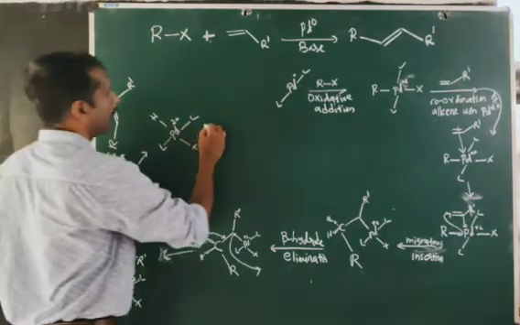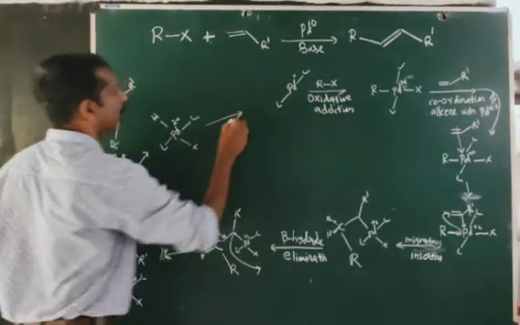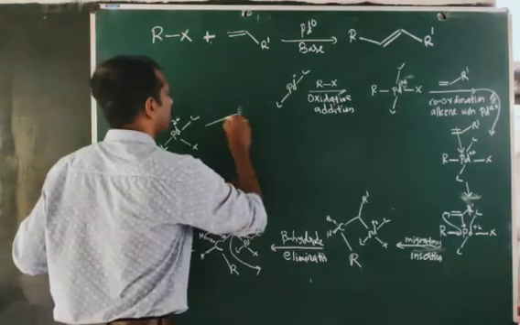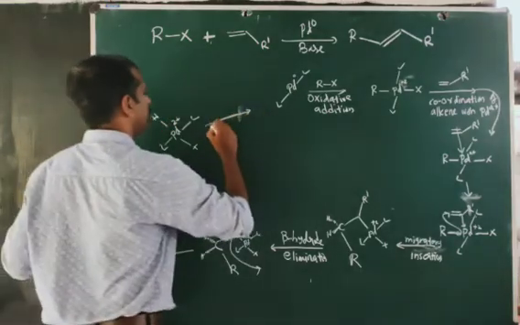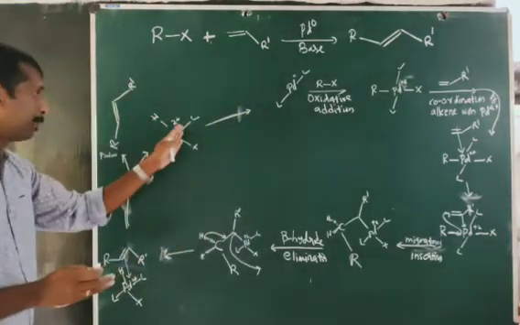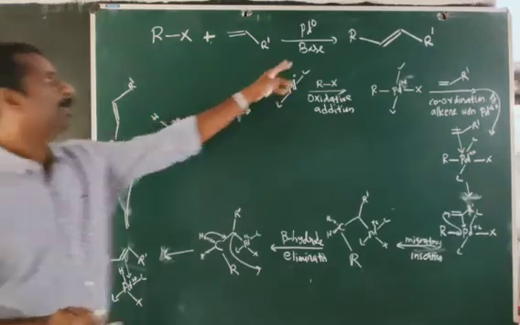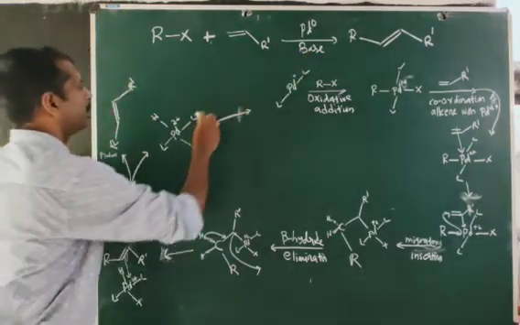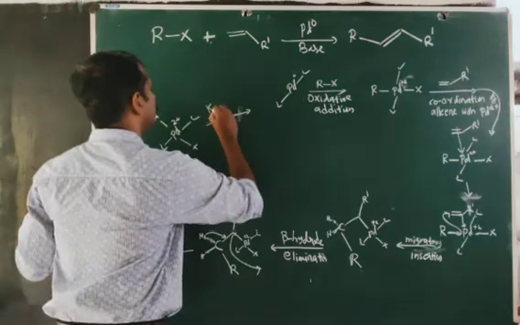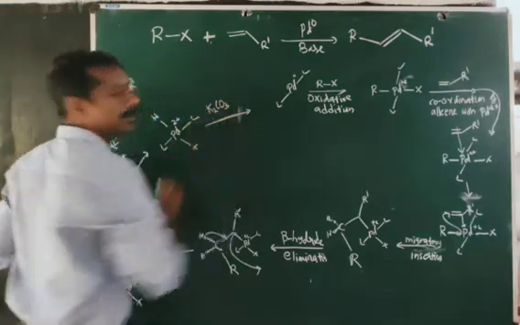This Pd compound in +2 oxidation state will undergo reductive elimination. Reductive elimination. When treated with this Pd2+, now we are treating with our base. Now the role of the base is coming. Which is the base? The commonly used base is potassium carbonate. K2CO3 is used as a base.